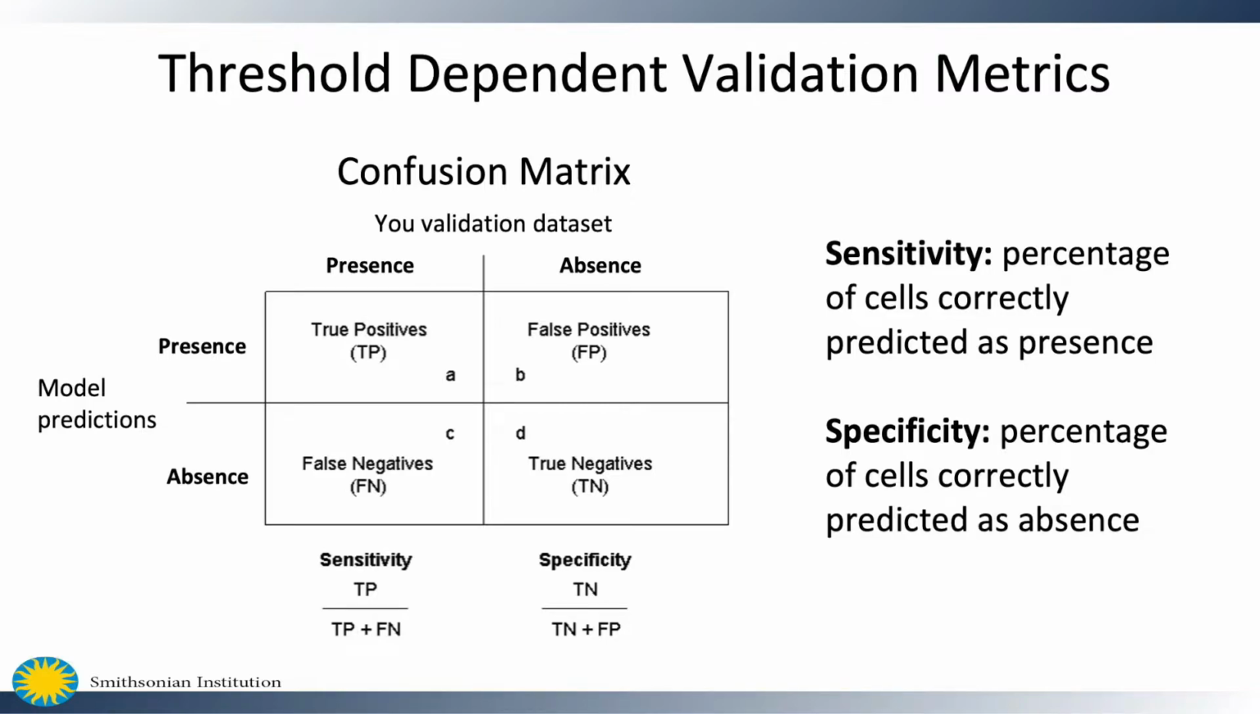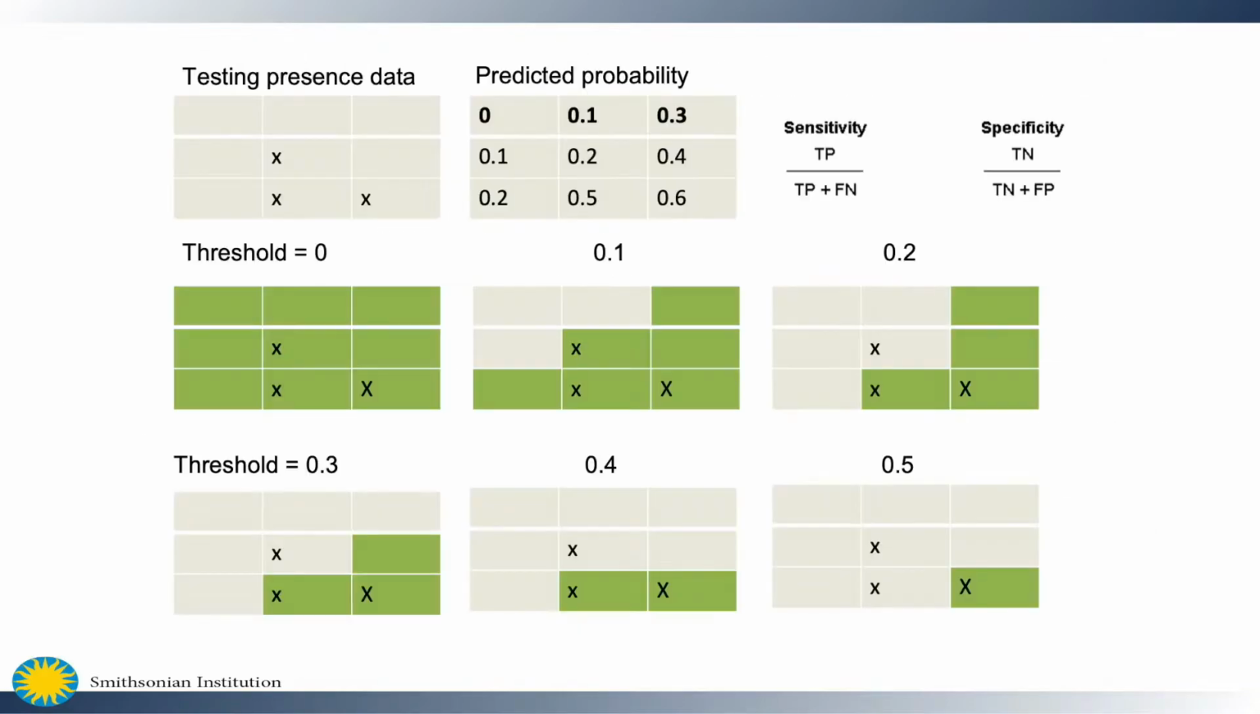The most straightforward indexes that we can get from the confusion matrix are the sensitivity and the specificity. Sensitivity refers to the percentage of cells that were correctly predicted as presences, and the specificity is the percentage of cells correctly predicted as absences. Those are simple metrics, but again, you need to define a threshold for those model predictions to say what is a presence and what pixel is an absence.